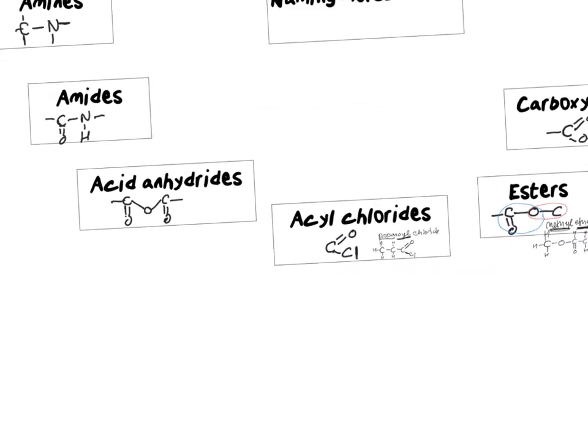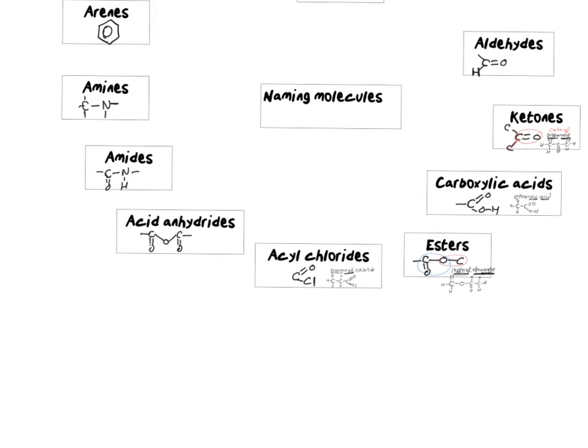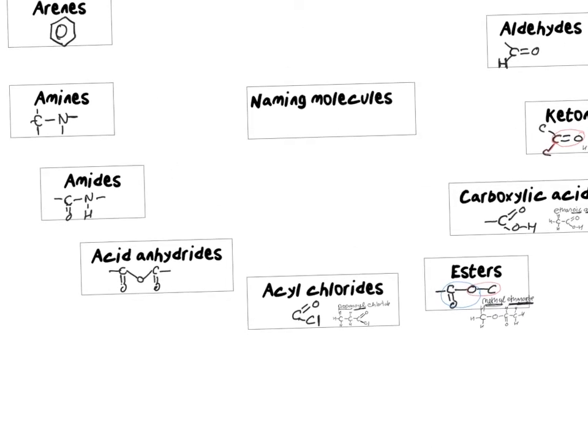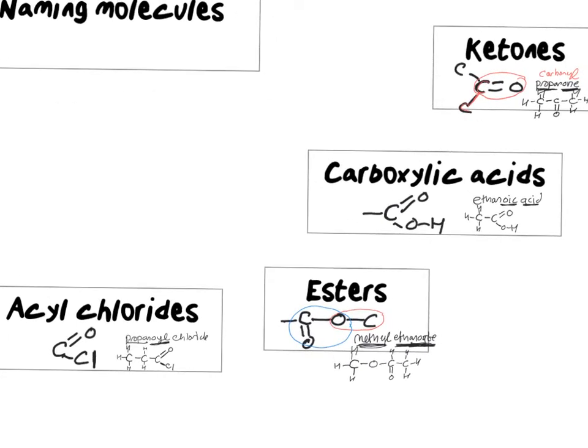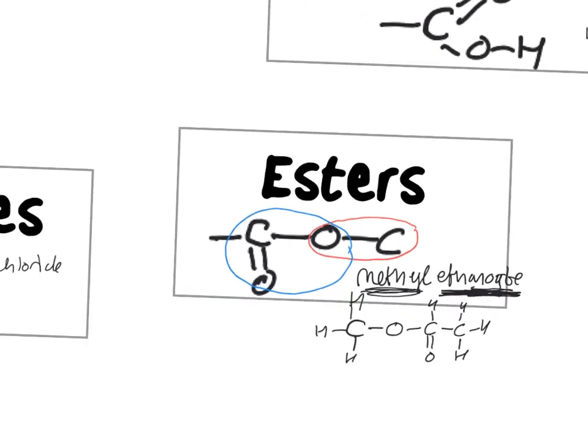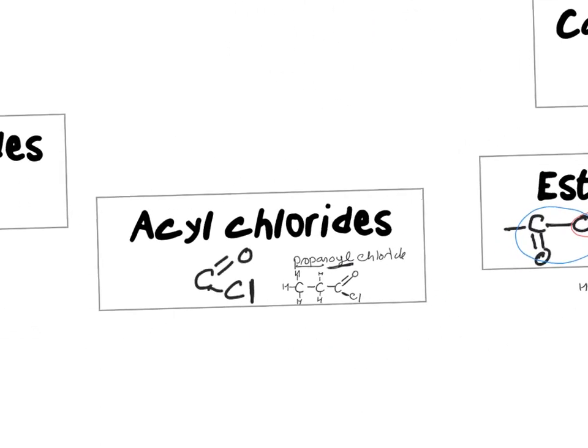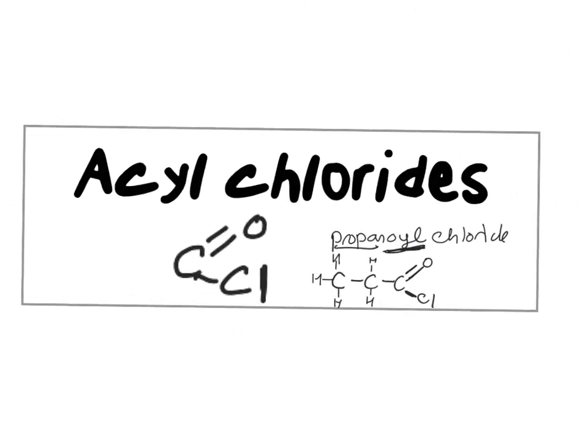If we now look at the carboxylic acid derivatives so far, we have carboxylic acids with C double bond O OH. In the ester, the OH has been replaced by an alcohol group. In acyl chlorides, the OH in the carboxylic acid has been replaced with a chlorine.